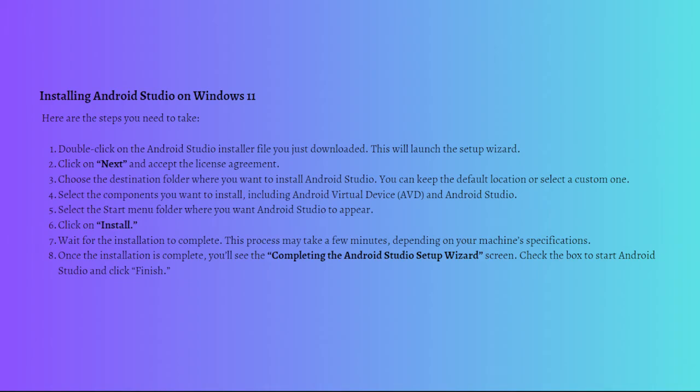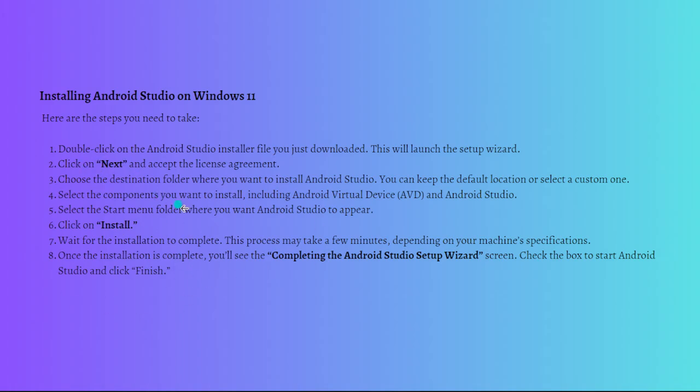So now that you have downloaded Android Studio and verified the download, it is time to install it on your Windows 11 machine. The process is straightforward and simple, but there are a few important steps you need to follow to ensure a smooth installation. So here are the steps you need to take. You can go right ahead and pause this video and follow the steps, or you can follow me as I read through these steps right here.